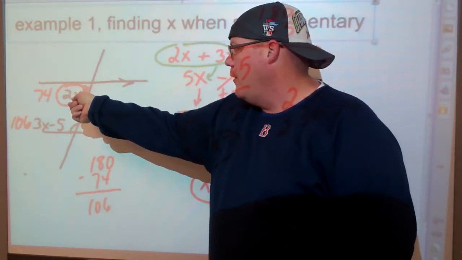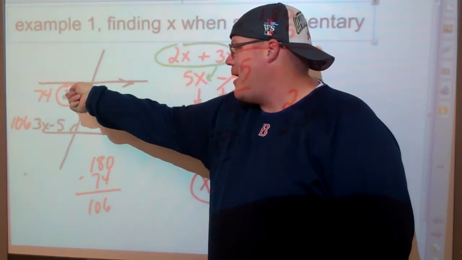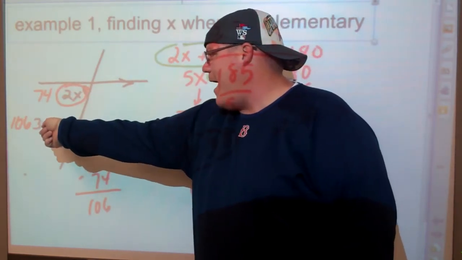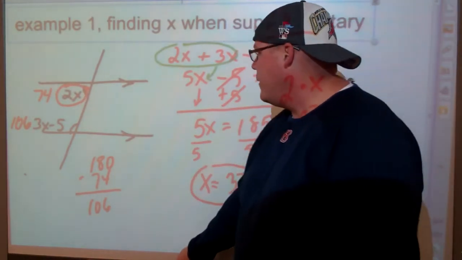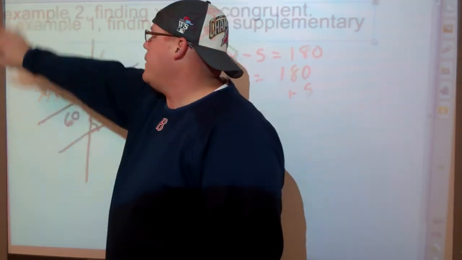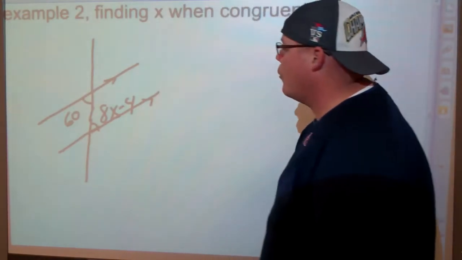This is simply a rule. It's telling me to multiply x times 2. Here it's telling me to multiply x times 3, then subtract 5. It's a simple rule. All right? So that's how we're going to find x in supplementary angles. Let me show you how to do it with congruent angles.